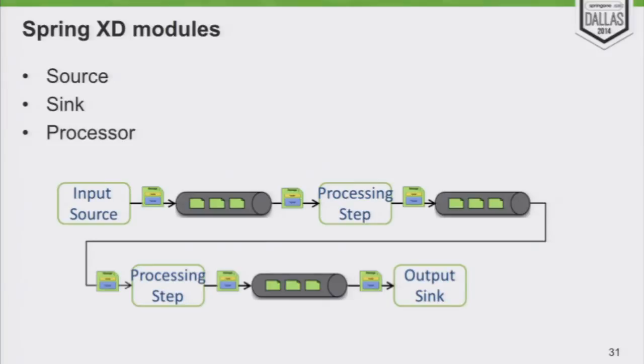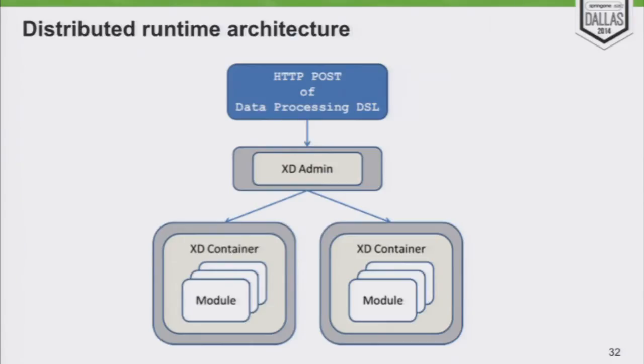SpringXD modules fall in 3 types of categories. 4, actually. There's a 4th one called jobs, which is not here because it's more of a batch-oriented component. There are sources, sinks, and processors. Sources have only an output channel. Sinks have only an input channel. And processors have both an input and an output. As I said, a stream definition will link them together, and they will work out of the box.